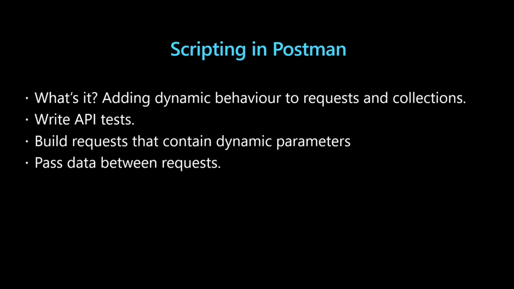That allows you to write tests, or maybe build some requests that have dynamic params, or even pass data between requests. Now, this is particularly useful in the case of using Microsoft Graph, because the chances of you needing some data from one request in another is really high. Like, you need a user ID to do a lot of things with the API.